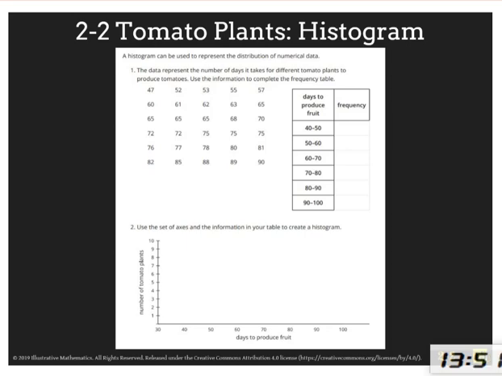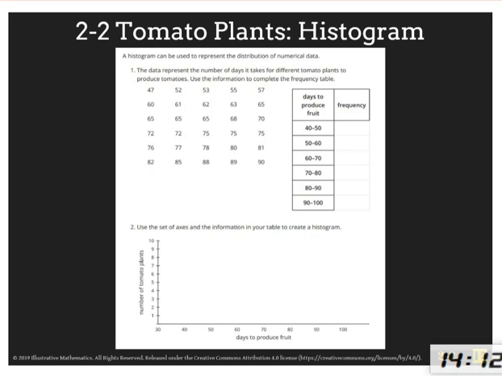A histogram can be used to represent the distribution of numerical data. The data here, you've got 30 values, represent the number of days it takes for different tomato plants to produce tomatoes. You're going to use the information in the data set to complete the frequency table. And I'll show you how this works.